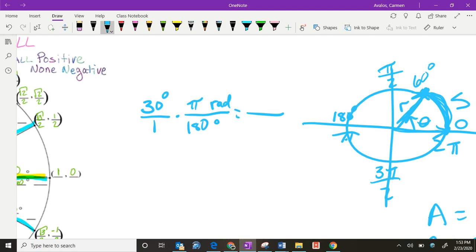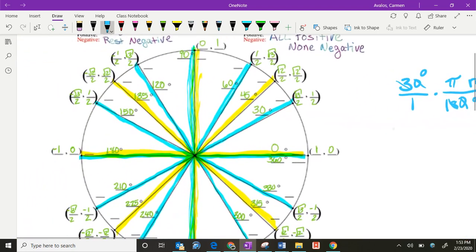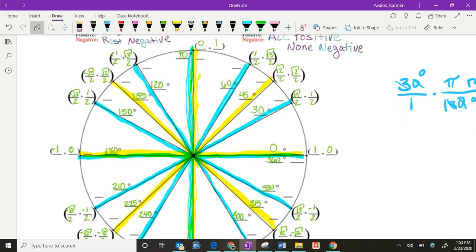And so what happens here is that they're going to cancel, and I am going to get pi over 6 radians. So now we know that 30 degrees is equivalent to pi over 6, and that's really all we need to know to be able to fill out most of this circle here.